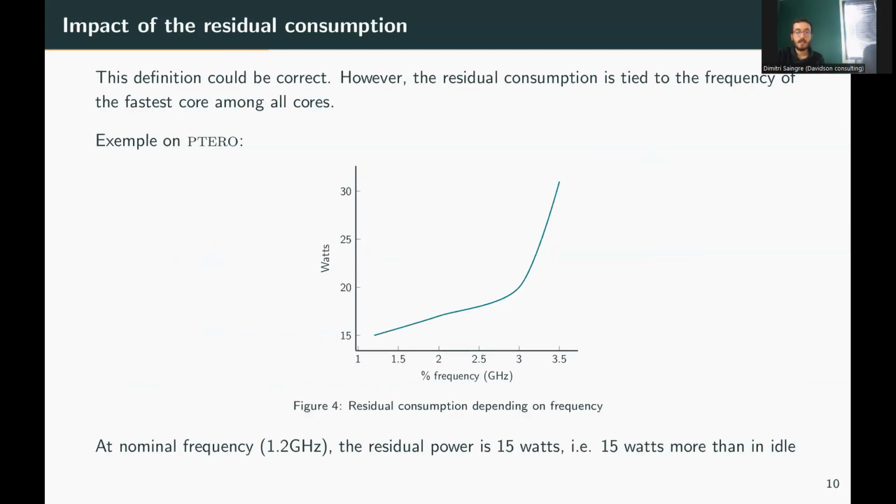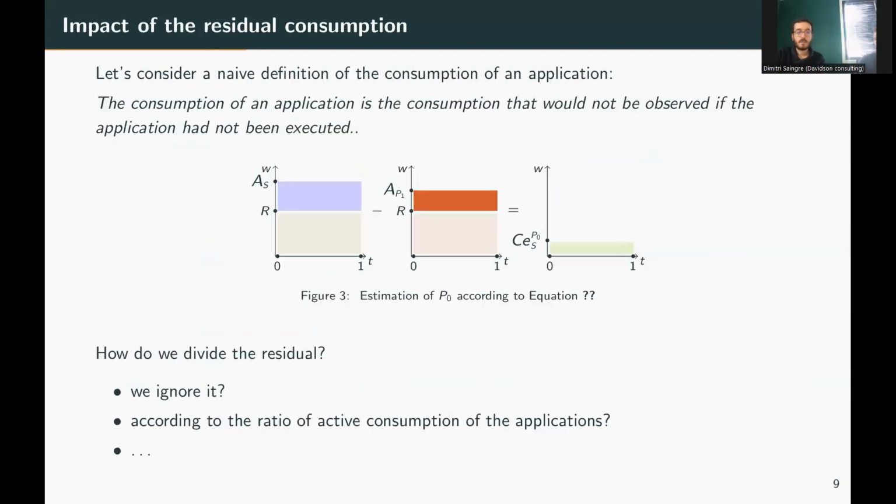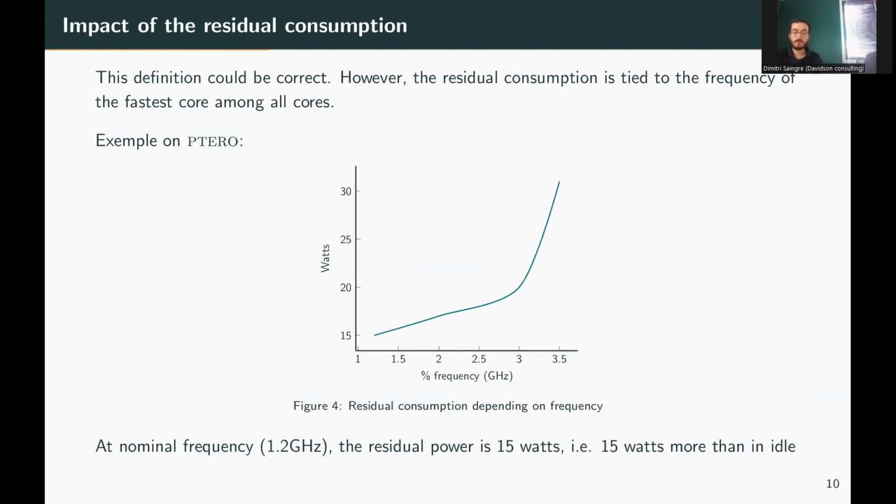So actually, if you don't have hyperthreading and turbo boost, you could consider that this naive definition could work, and maybe you can try to find a way to split the residual consumption fairly across the different applications. However, it's a bit more complicated than this.